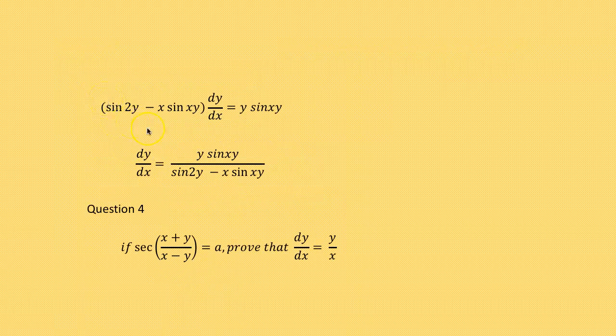So taking out dy by dx, I get sin 2y minus x sin xy, dy by dx equal to y sin xy. So dy by dx is y sin xy by sin 2y minus x sin xy.